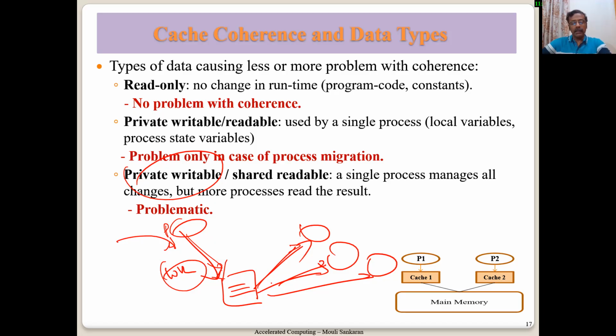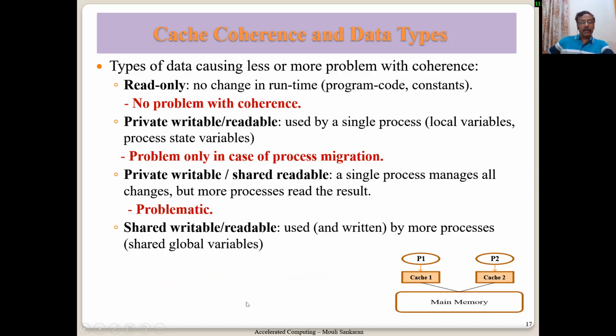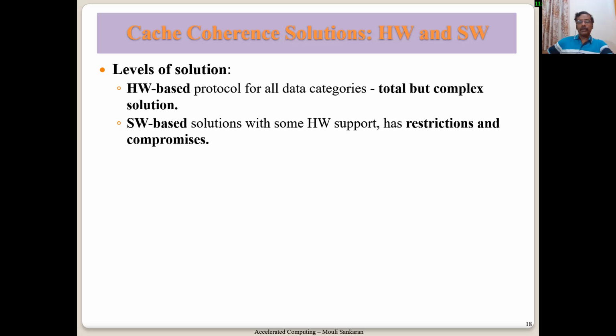All these issues have to be addressed by the cache coherence support that you are going to provide in the cache. Now there are two ways you can solve it. Software is not the only solution. It's not possible to solve it without the help of hardware. How can you solve it in software? I will say that the software based solutions with some hardware support have restrictions and compromises. Even if I have a software based solution with some hardware support that is required, there are some compromises.